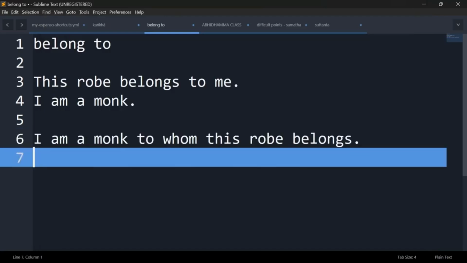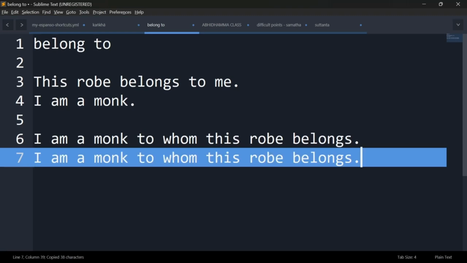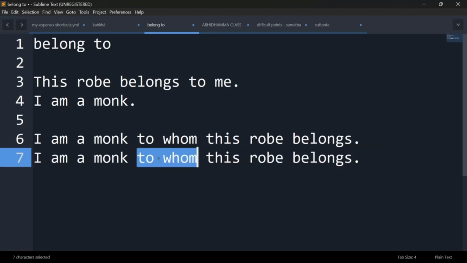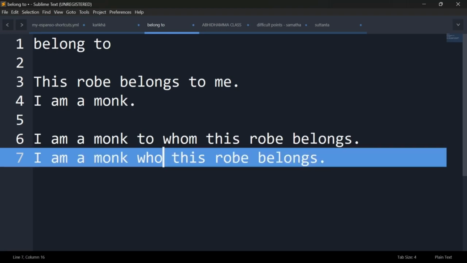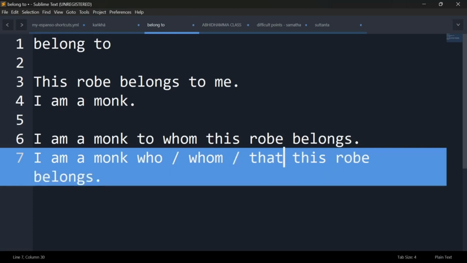Let's try to put the preposition at the end. How would it be? I am a monk. Now, what should I put over here? What are the options? Can I put who? Can I put whom? Can I put that? Can I put why? Okay, so I am a monk who this robe belongs to. Yes. A little bit difficult, no?